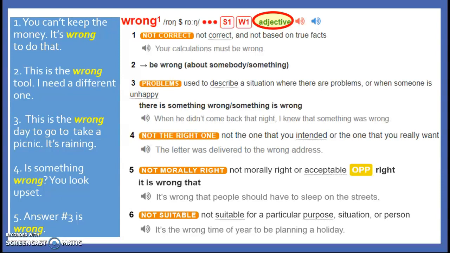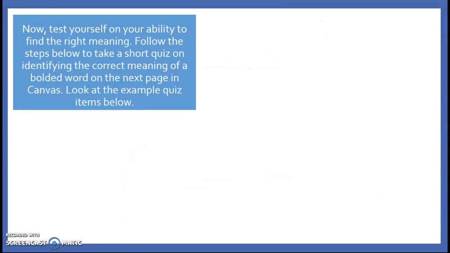All right, let's go ahead and take a look at the answers. Sentence number 1 is using the meaning of dictionary entry number 5, not morally right or acceptable. Number 2 and number 3 and number 4 and number 5 use dictionary entries meanings numbers 4, 6, 3, and 1. Now, test yourself on your ability to find the right meaning of a word that may have multiple meanings.